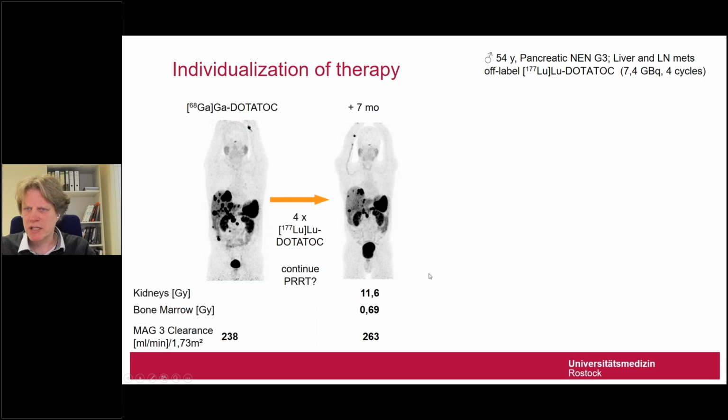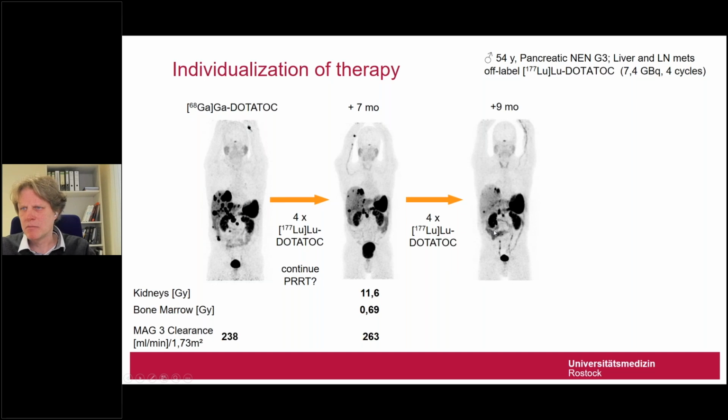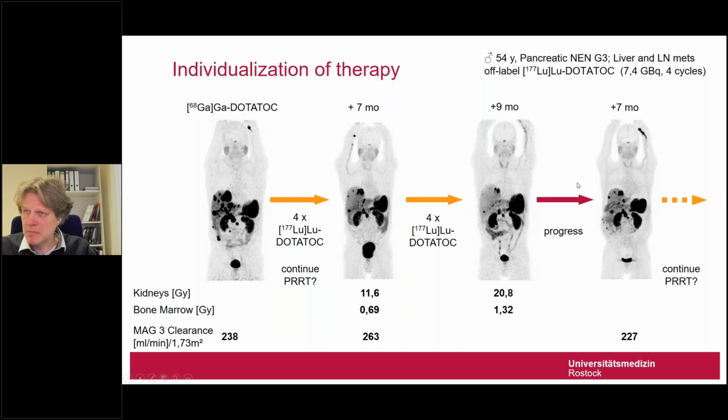The kidney function looks quite nice. Also, the doses for the kidneys and the bone marrow were good. And so we continued the treatment, and again, an excellent response. But then some months later, there was a progression. Should we continue the treatment? If we look at the kidney doses, for sure we will reach the 23 gray level with the next treatment regime. But what are the options for these patients? There is no other option. So in this situation, it was beyond doubt that this patient needs further treatment.